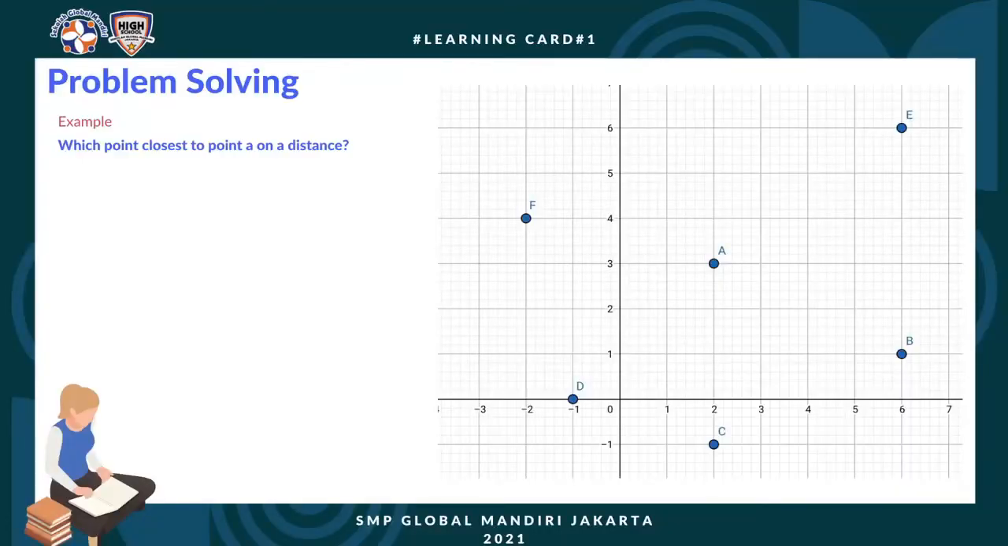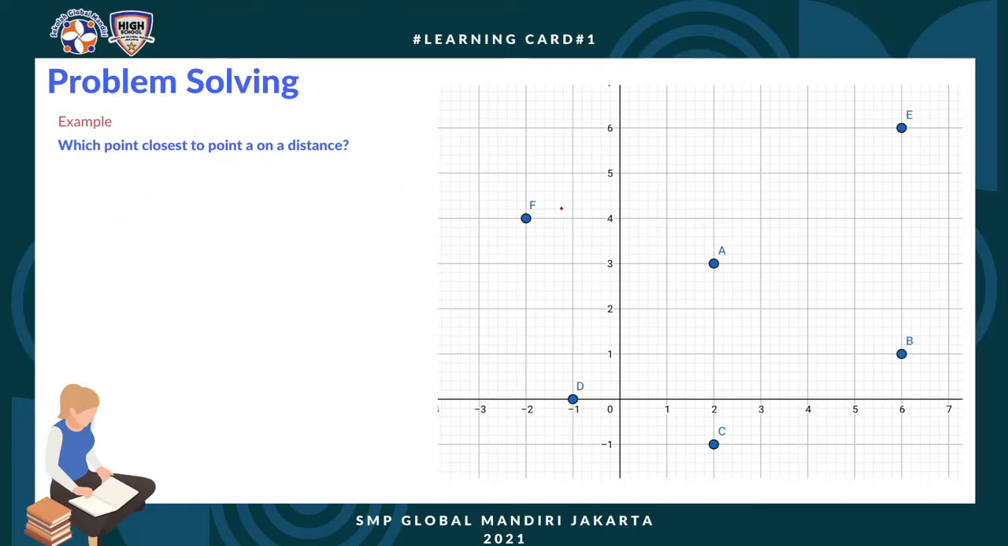Hi Year 8 students, today we are going to continue our lesson and learn about problem solving in Cartesian coordinates. To see the question, check this out. Problem solving number 1 is about this: which point is closest to a point on a distance?